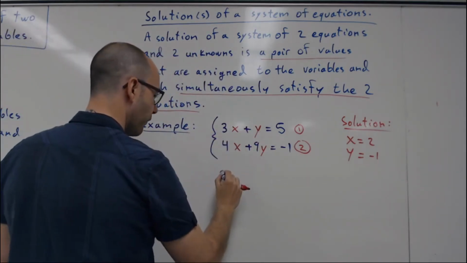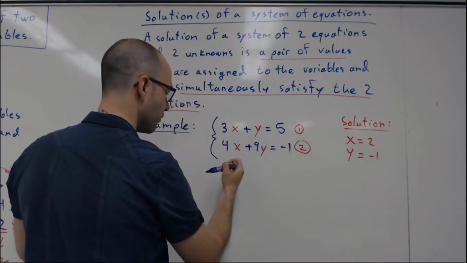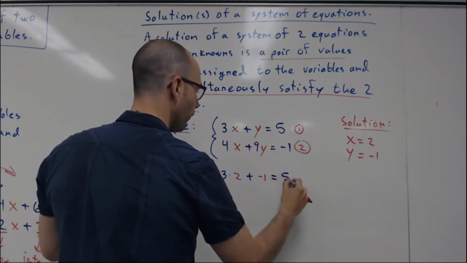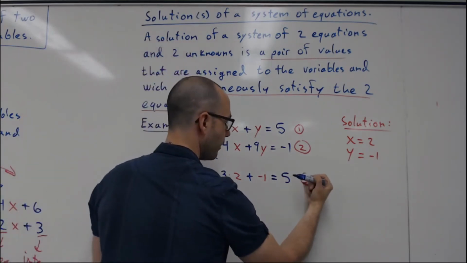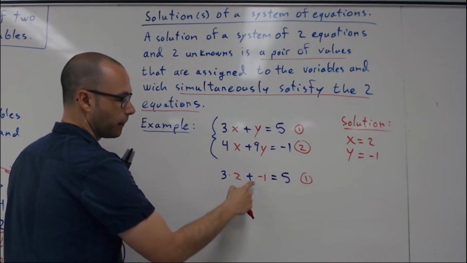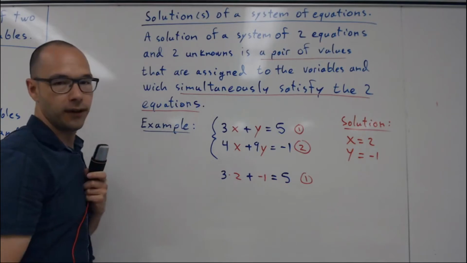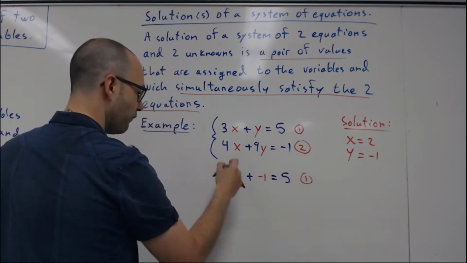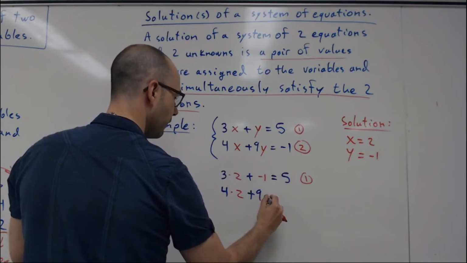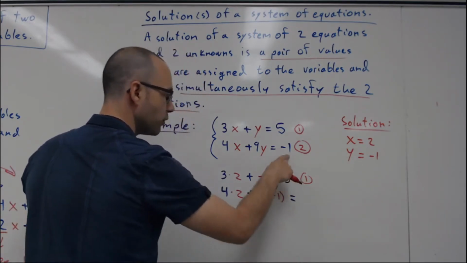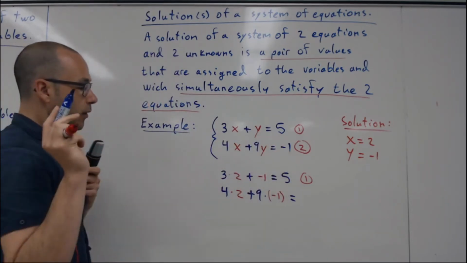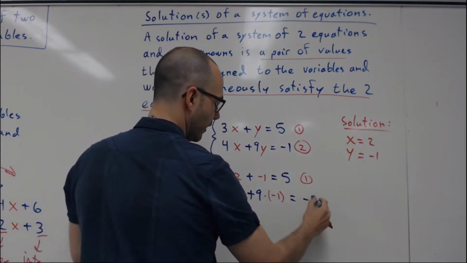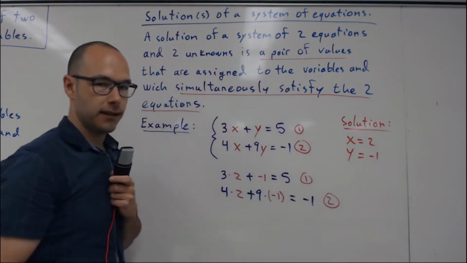So I'll just rewrite my 3 here. I'll multiply that by my value of x, so multiplied by 2, plus the value of y, which is -1. That must be equal to 5. And it is equal to 5 because this will give you 6 plus -1, which is 5. So it works in the first equation. And let's just check the second one. It's going to be 4 multiplied by 2 plus 9 multiplied by -1. And this should be -1 as the final answer, which it is because this is going to be 8 plus -9, which is -1. So equation number 2 is also satisfied.